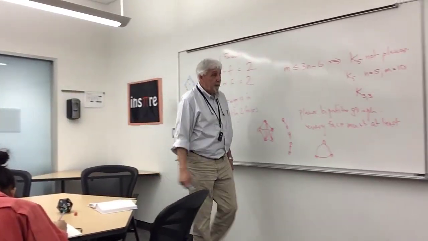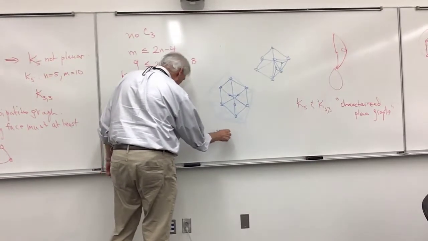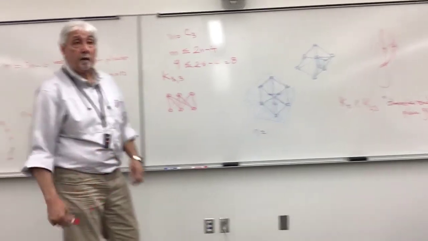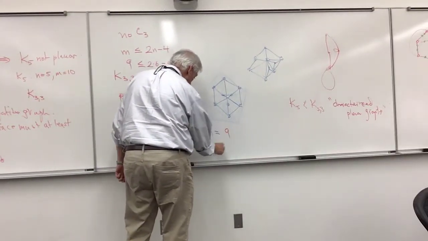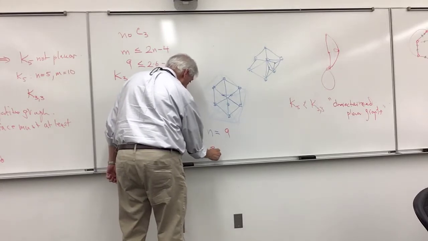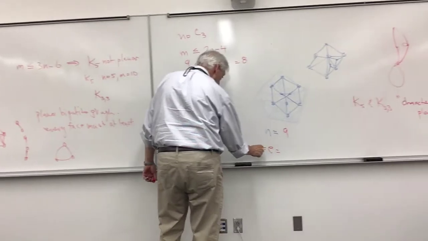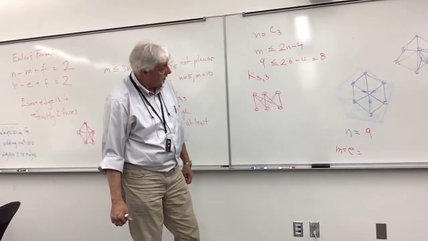How many edges does it, how many vertices does it have? You have to get rid of those two and that one. How many vertices? 9 vertices. That makes sense. Yep. So how many edges? Do I use E or M?